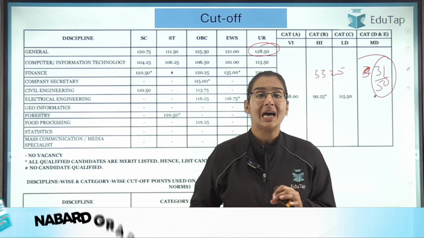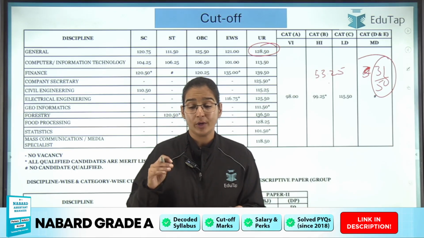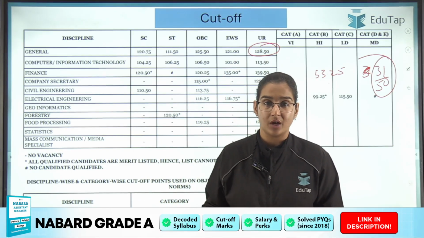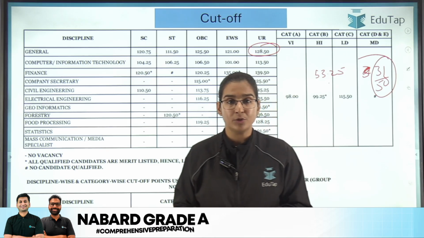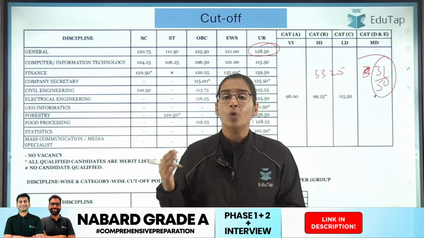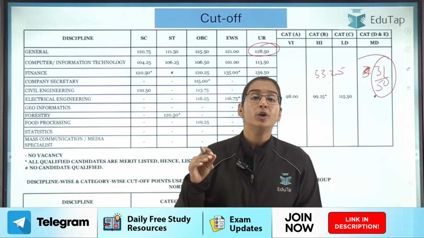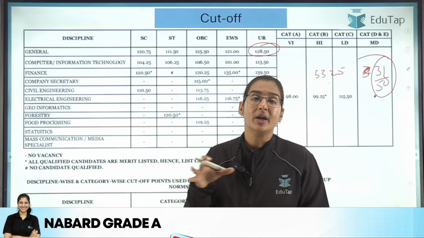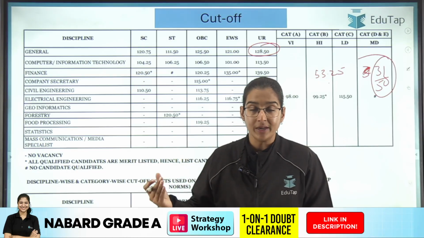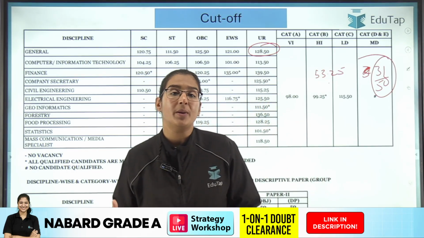So these high cutoffs tell you that you cannot afford to miss and you cannot afford to ignore the descriptive paper. It is going to be a game changer in Phase 2. And students, after clearing Phase 1, you won't get enough time to prepare for the descriptive paper. Right now, when you are covering your syllabus for Phase 1, this is the right time when you should target and cover your descriptive paper as well.